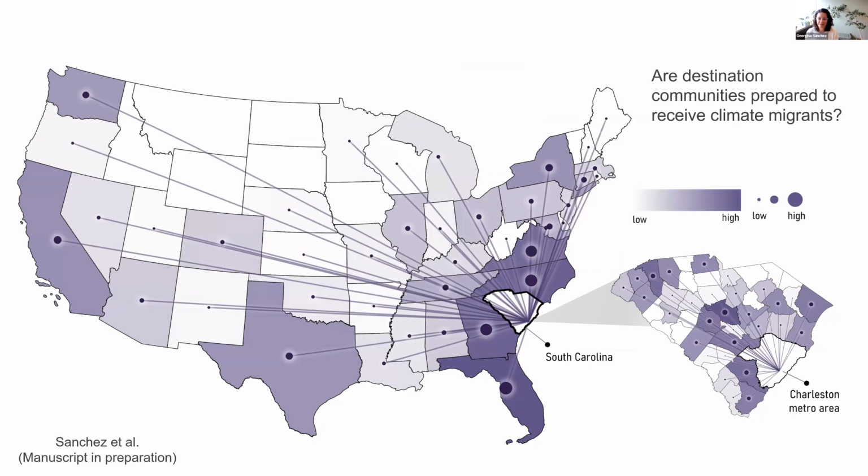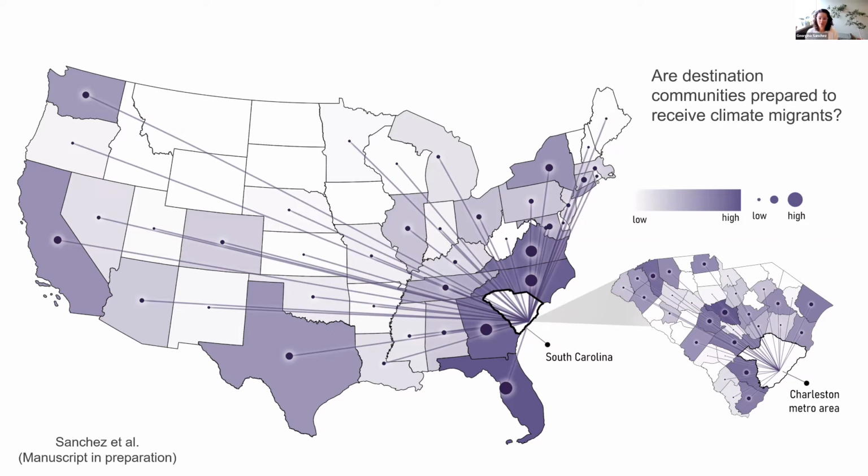As I'm getting ready to wrap up, before I do that, I'm going to go back to one of my previous questions. Are destination communities prepared to receive climate migrants? Our recent modeling advances can also help us consider where displaced residents may relocate. For our Charleston metropolitan case implementation, our predictions show that most residents who are expected to retreat will likely relocate within the same county or in nearby counties.